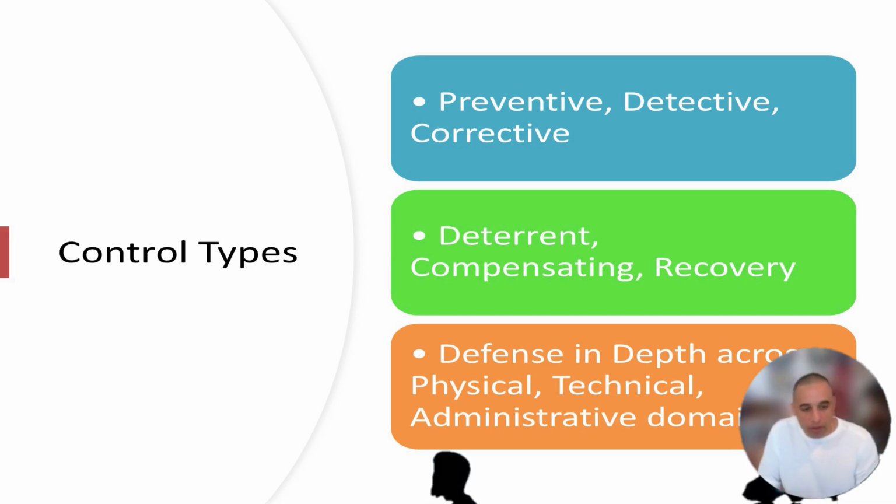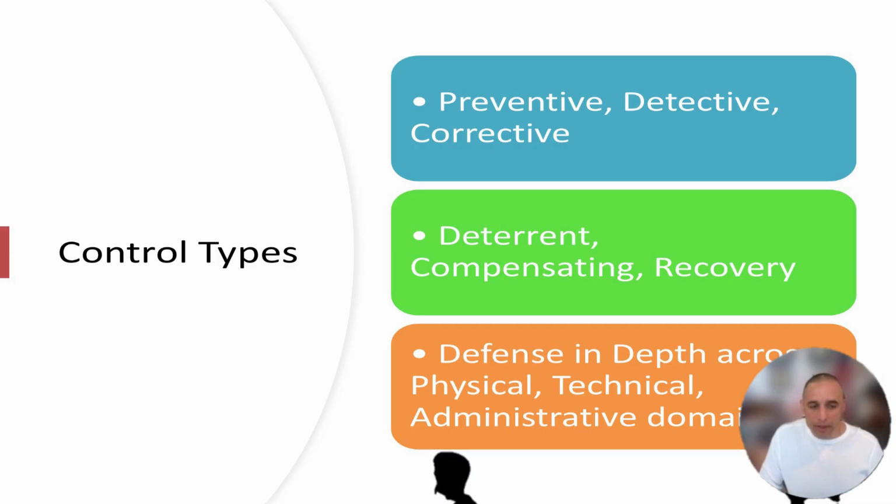Let's talk about the different types of security controls organizations use to manage risk and protect assets. Understanding control types helps you design layered defenses and respond effectively to threats. Controls are typically grouped into 3 main categories. Preventive controls are designed to stop incidents before they occur. Examples include firewalls, access controls, and security policies.